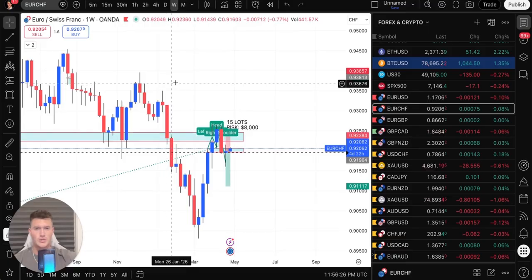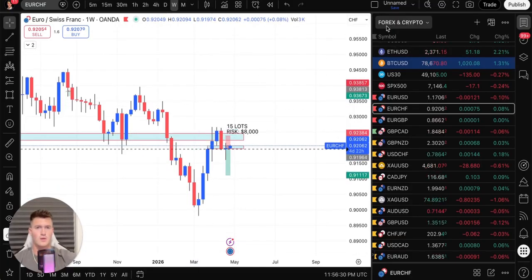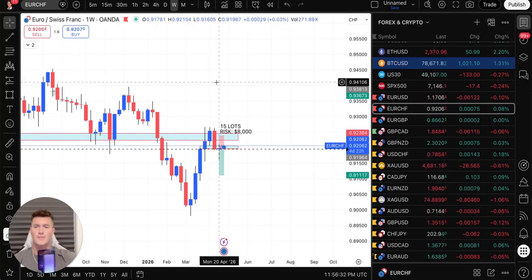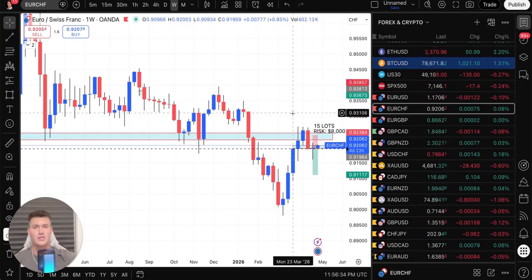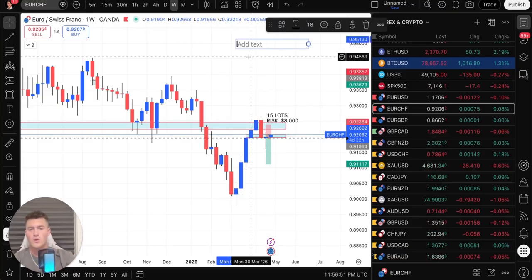So I've chosen to do a full top-down analysis on Euro CHF. I love this pair. I especially love it for this week. I love how we're very bearish. This is one of the pairs that I'm interested in trading this week, but I want to do our full top-down analysis on Euro CHF. So we're going to start on our weekly time frame.